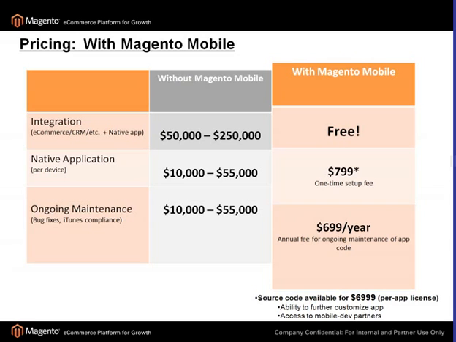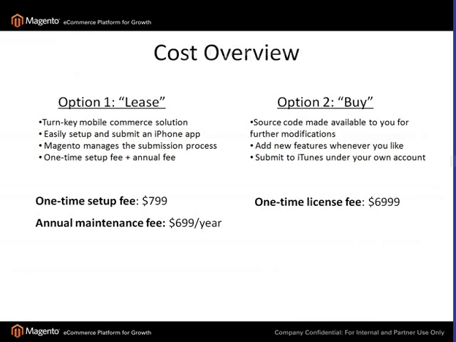So just to take all the squares away and make this a little bit easier to understand, 2 options. See it as lease versus buy. The first one is a standalone, what you see is what you get, great mobile commerce solution. We submit it for you. It includes a one-time setup fee of $7.99 and an annual maintenance fee of $6.99 a year.